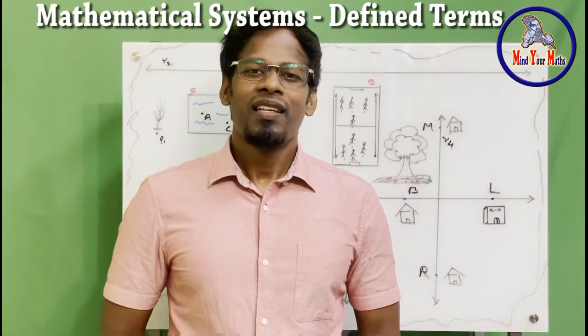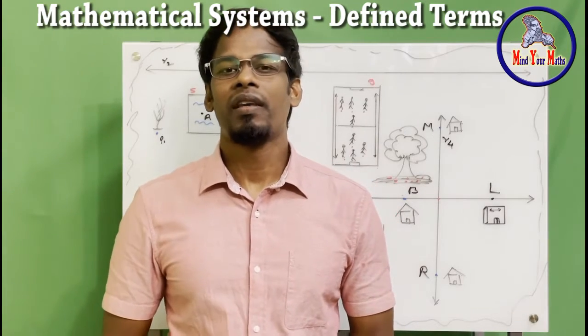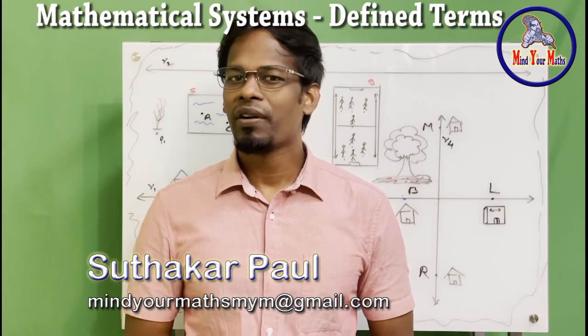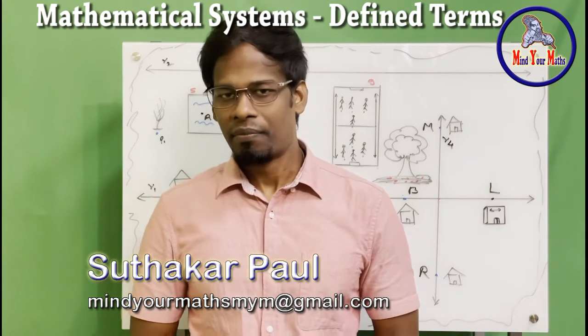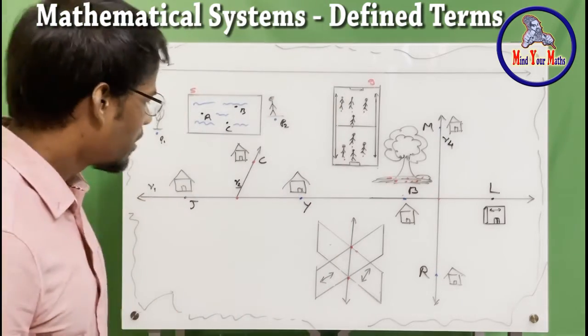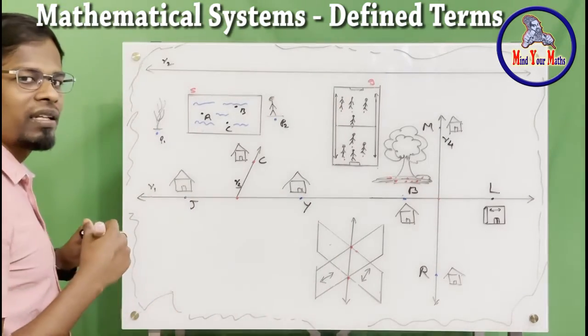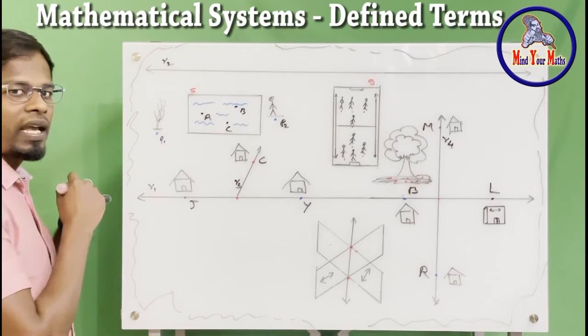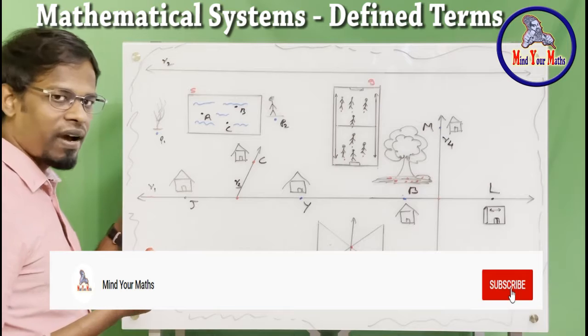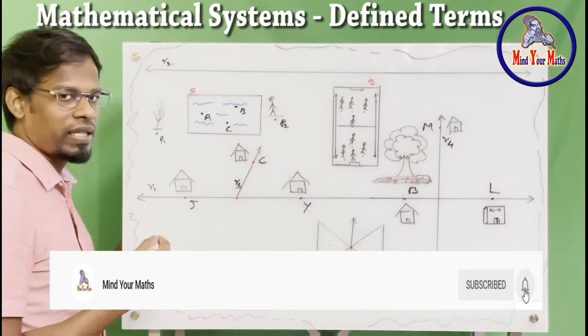Hey guys, so in the previous video we saw the undefined terms in the mathematical system, right? So today we are going to see the defined terms. So let's go straight into the subject. We saw points, lines and planes as undefined terms, right? Now for the defined terms we will start with the points.